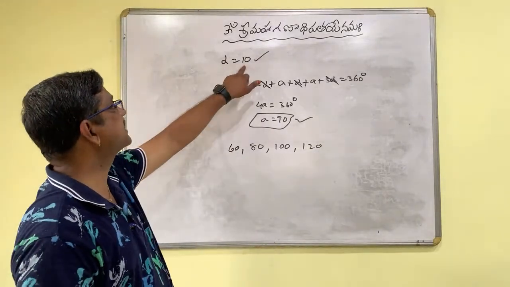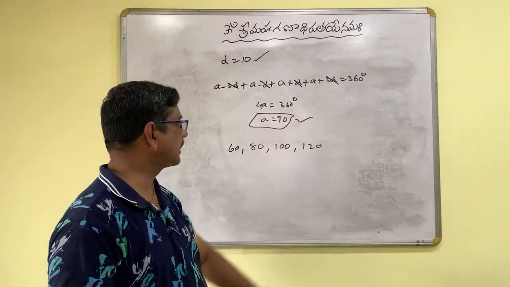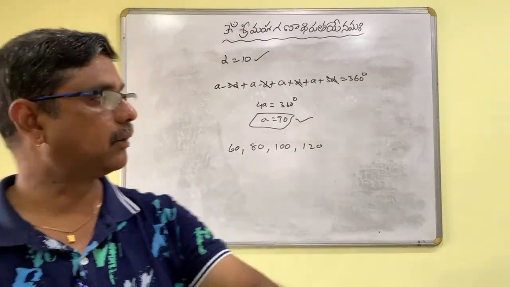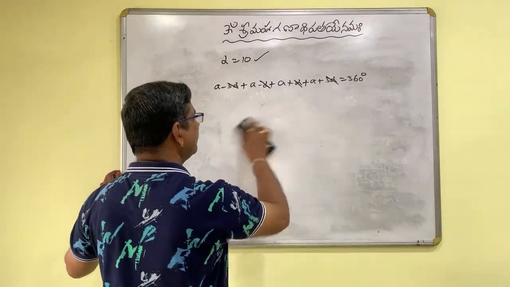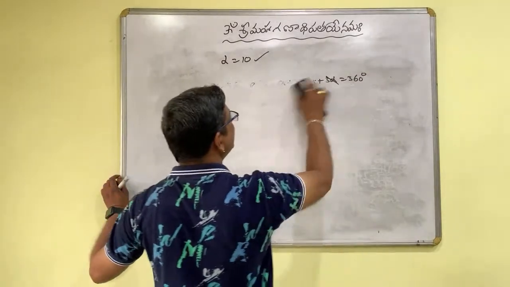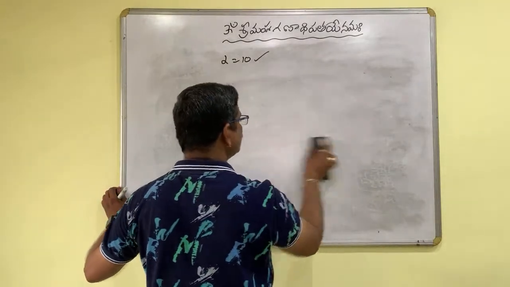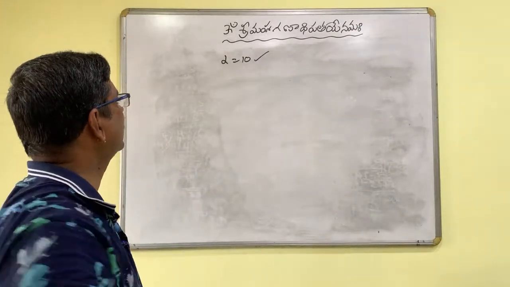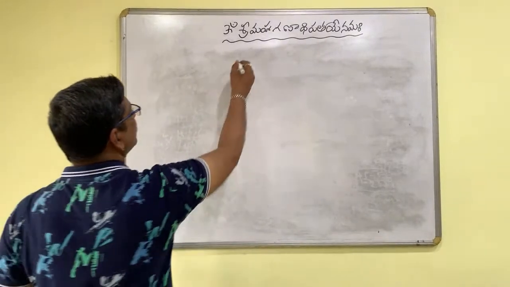But D is given 10, na? But you can observe that over here we are getting D as 20. That means we have done something wrong in this problem by taking A minus D, A plus D like that. So rather than this, we got a confusion over here. We can take directly, D is given 10, na?